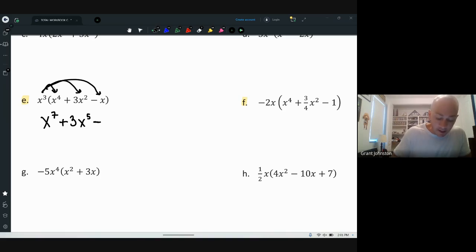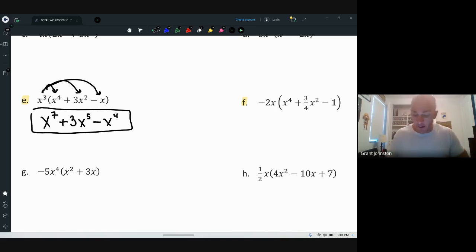And then this is still just a negative quantity, like a negative 1. Remember, there's like a negative 1 hidden there. X to the third times x to the first would be x to the fourth. Remember, we add the exponents. Okay, F, let me do that one too. And we're going to distribute. So negative 2x times x to the fourth would be negative 2x to the fifth.